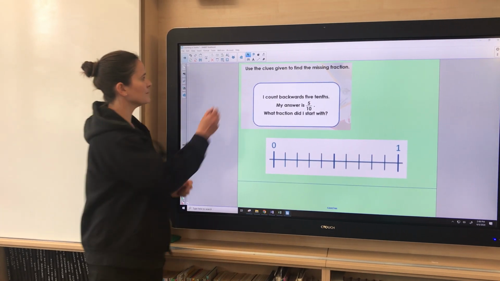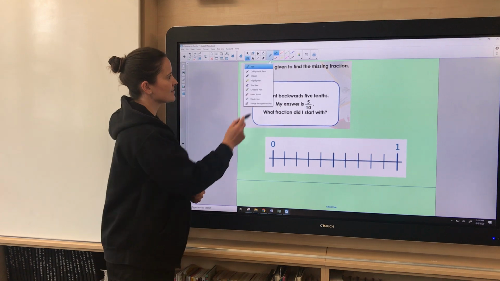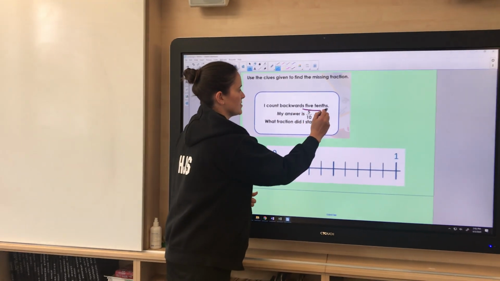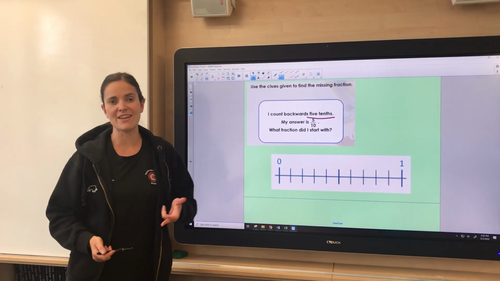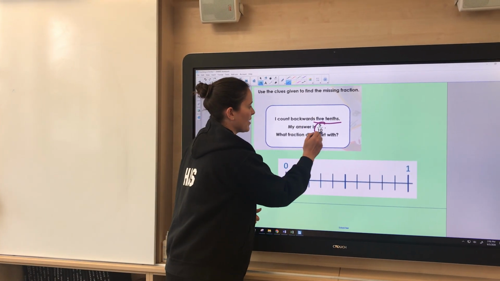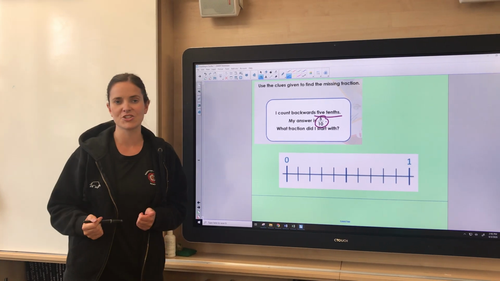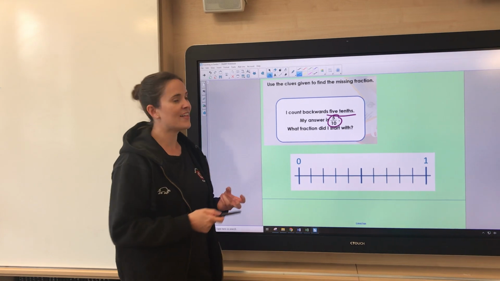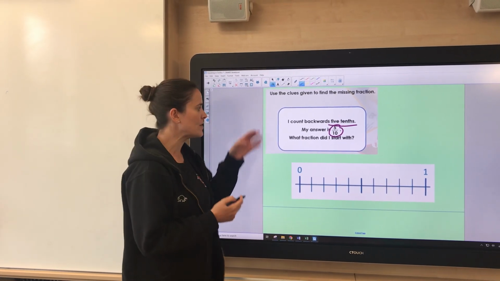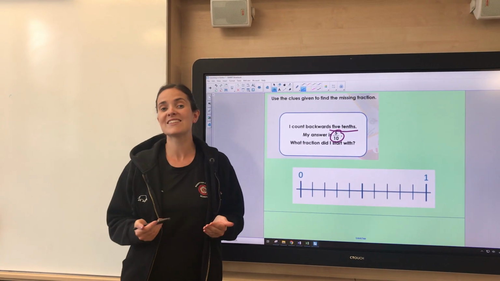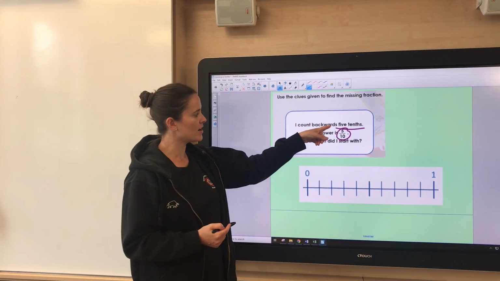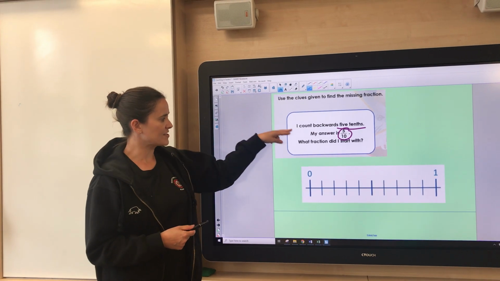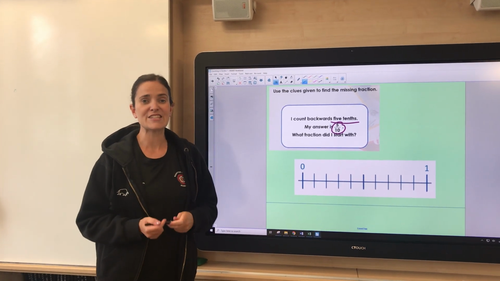The first thing to mention is how the vocabulary is presented in this question. We have 5 tenths written in words, and we also have 5 tenths written as a fraction. It means exactly the same thing, and you need to understand that in questions like this, you can be given the information presented in different ways, sometimes in words, sometimes in fractions. So the answer to the question is 5 tenths.